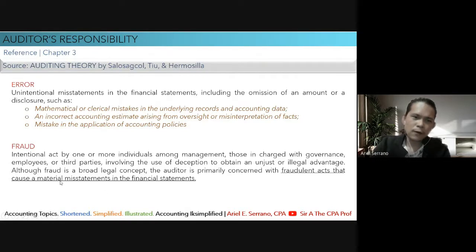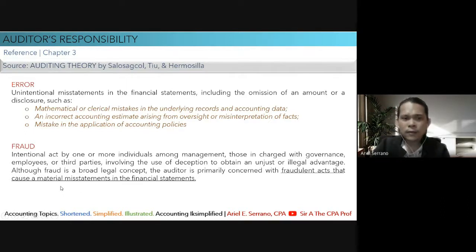Although, fraud is a broad legal concept, ang concern ni auditor, okay, is yung fraudulent acts that cause a material misstatement in the financial statements. Ang concern natin dito is mga fraudulent activities na makakaapekto sa ating financial statement balances. Okay, and that will cause a material misstatement.